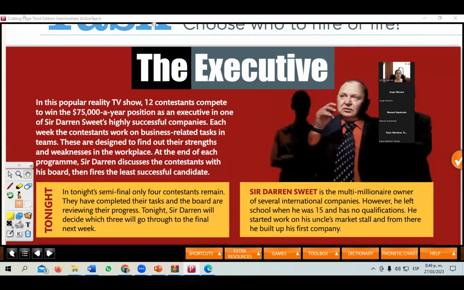In this popular reality TV show, 12 contestants compete to win the 75,000 a year's position as an executive in one of Sir Darren Sweet's highly successful companies. Each week, the contestants work on business-related tasks in teams. These are designed to find out their strengths and weaknesses in the workplace. At the end of each program, Sir Darren discusses the contest with his board, then fires the less successful candidate.